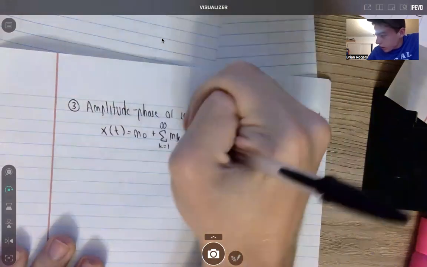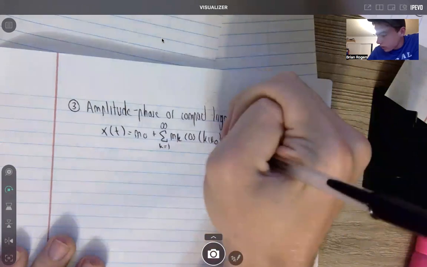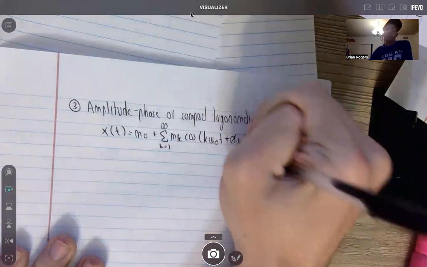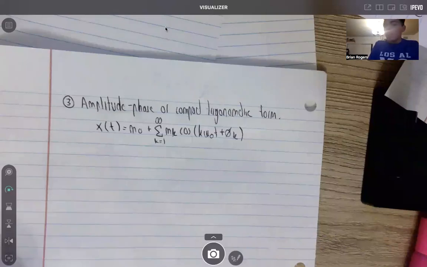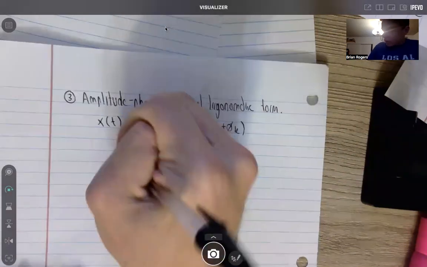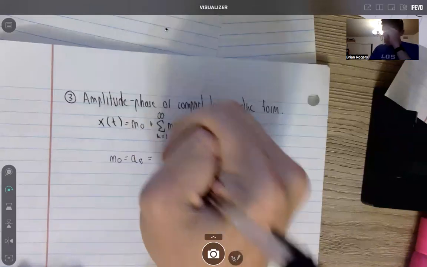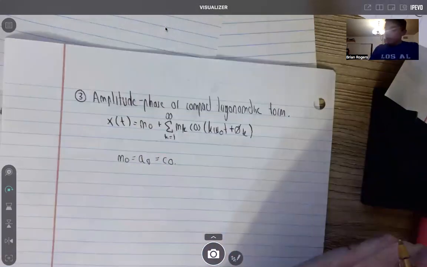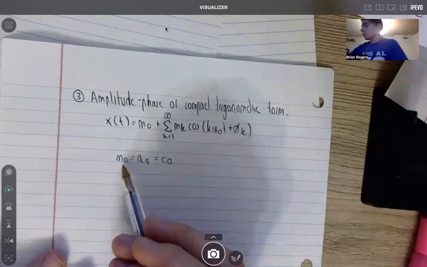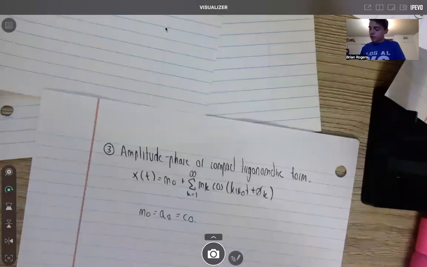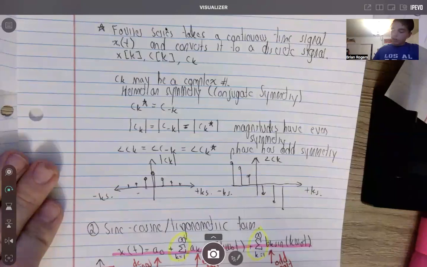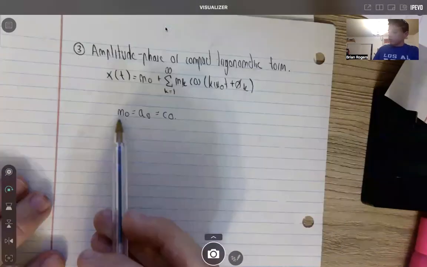And then it's going to be Mk cosine(k omega naught t plus the phase angle of k). And so here, what you're going to see is that your M naught is going to equal your A naught, which is going to equal your C naught. And so that is going to be your DC signal. So that's the repetition you saw from here, where you had your A naught, which was equal to C naught. That's the same thing here, where M naught equals A naught equals C naught.